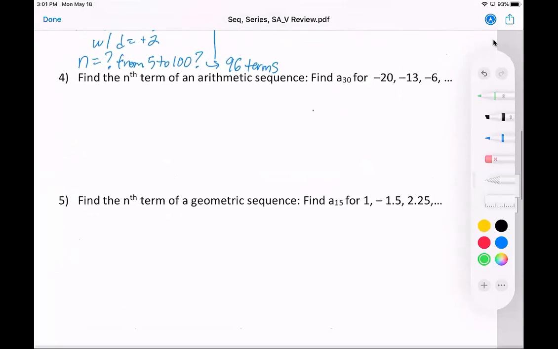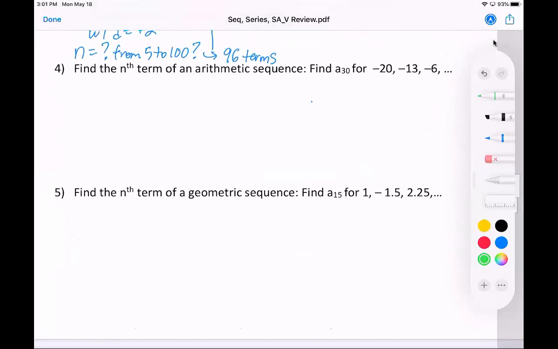2 other topics we'd like you to be able to do is finding certain terms in a sequence. So the first one is find the nth term in an arithmetic sequence, and the next one is find the nth term in a geometric sequence. So find a sub 30. So a sub 30 is what we're looking for. That also, though, really important to note, tells you the number of terms is 30. If you want to know the 30th term, then there must be 30 terms.